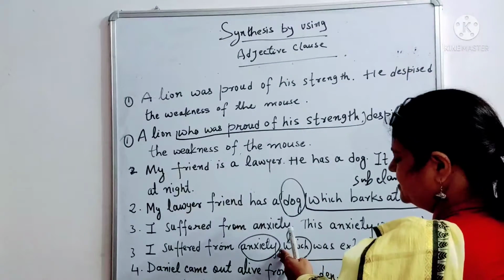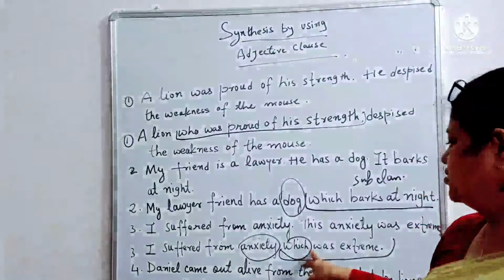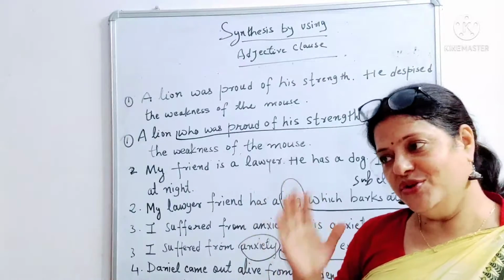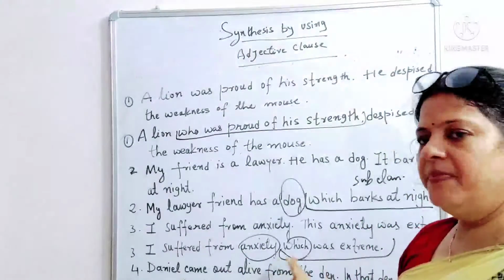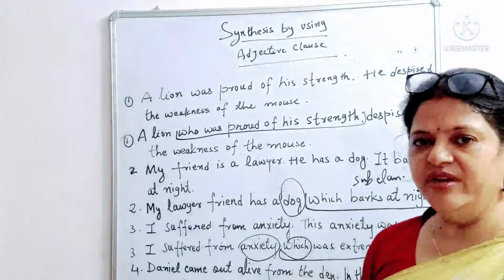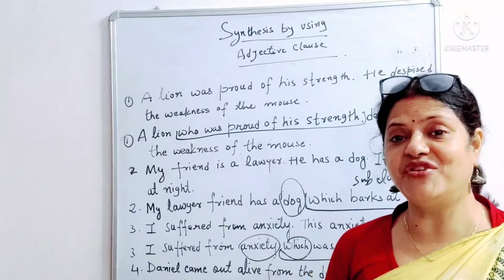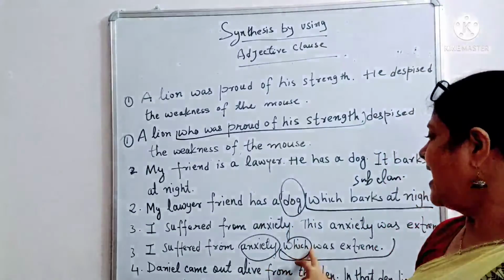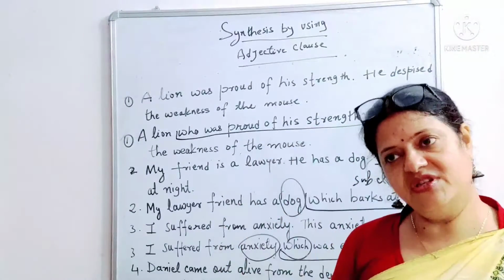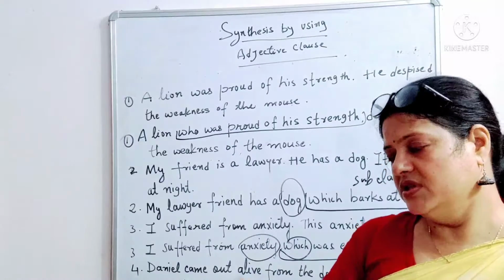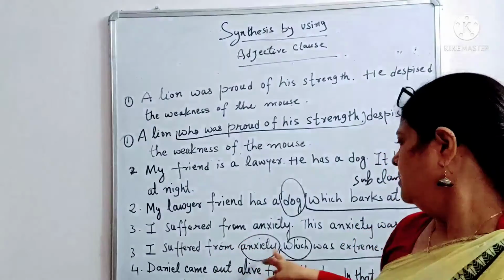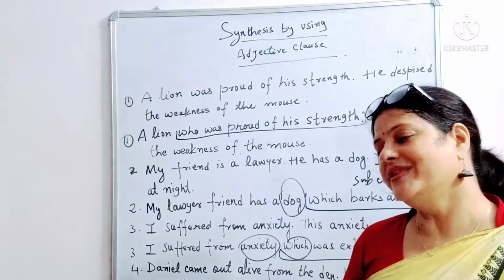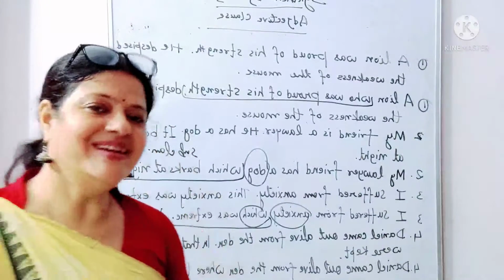So this subordinate clause depends on the principal clause for its meaning. So if we read out this part only, which was extreme. So which was extreme? What was extreme? We are not getting the right meaning until we add it with the principal clause. So just keep in mind one thing, that a subordinate clause always depends on the principal clause for its meaning. Okay. Now let's see the last sentence.